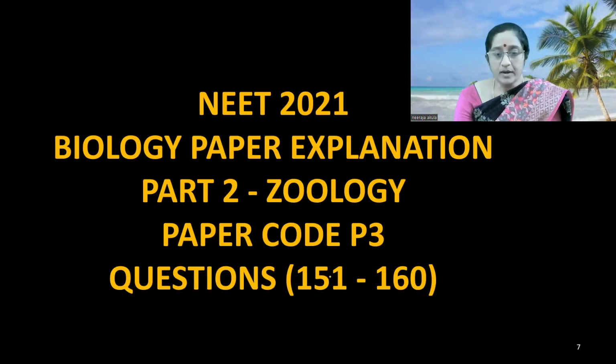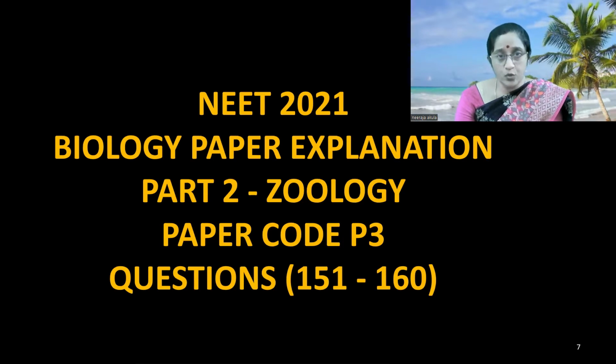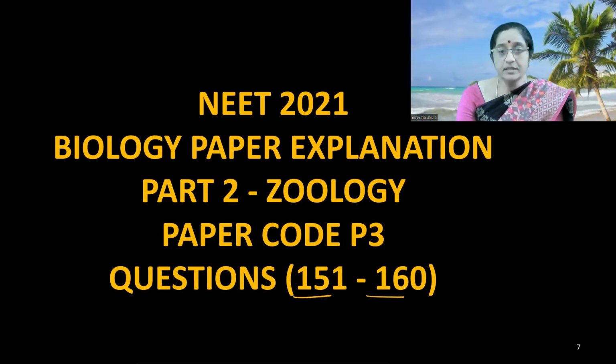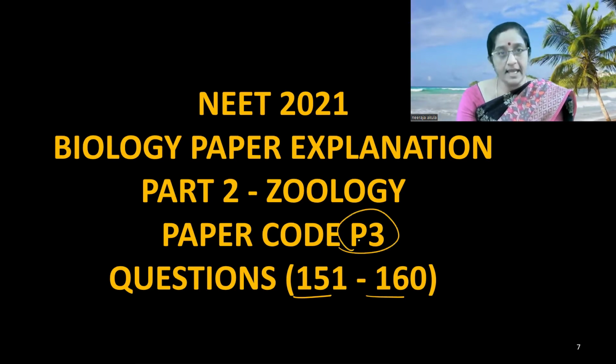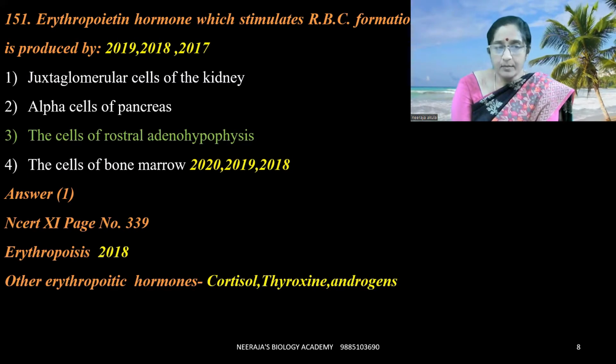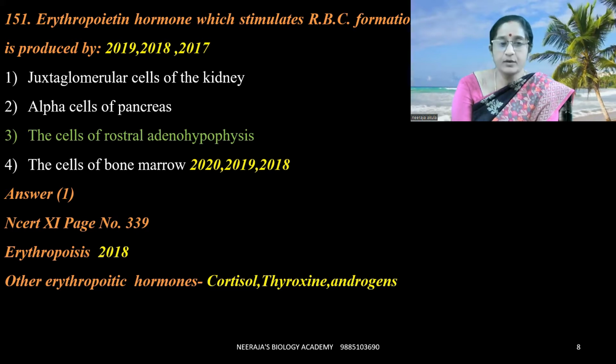Let us come to May 2021 biology paper explanation, especially zoology, from the question number 151 to 160 related to the P3 code. Let us come to this first question. Erythropoietin hormone, which stimulates RBC formation, is produced by juxtaglomerular cells of kidney, alpha cells of pancreas, the cells of rostral adenohypophysis, and the cells of bone marrow.